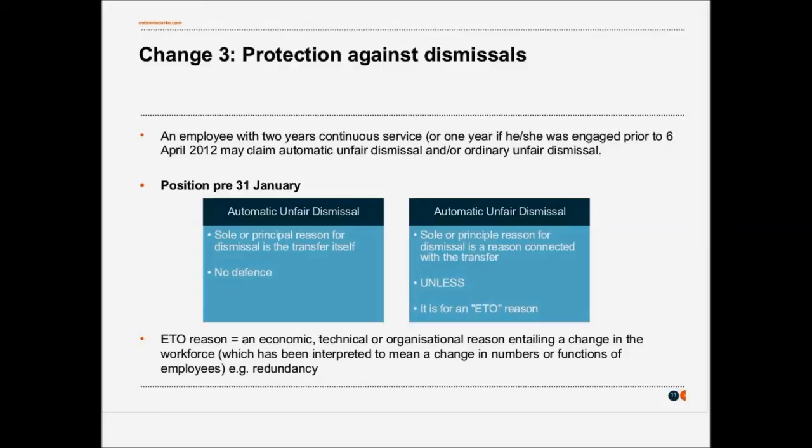In slight contrast to that, if the dismissal was for a reason connected with the transfer, then it would be automatically unfair unless the employer could establish that there was an ETO reason, so an economic, technical or organisational reason entailing changes in the workforce. And as I mentioned previously, the most common ETO reason is redundancy. So under the old law, it would be possible, if there was an argument that the reason for the dismissal was a reason connected with the transfer, but that there was a redundancy situation, then it might be possible to defend an automatic unfairness in those circumstances.